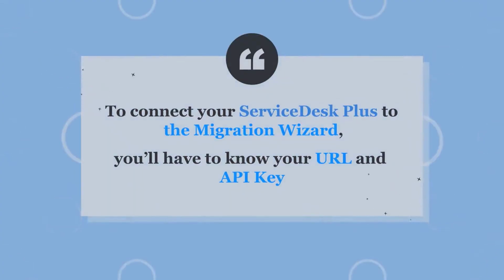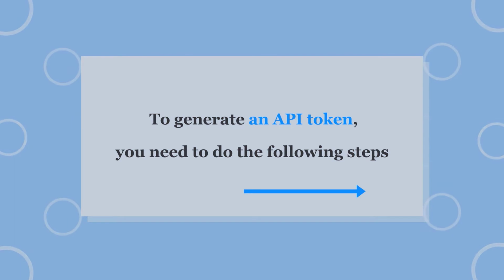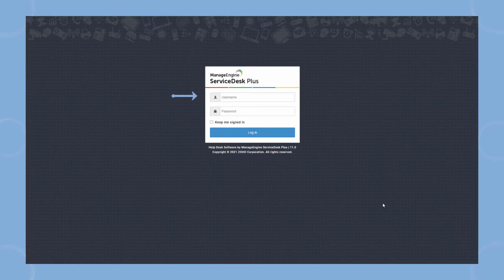In order to connect your ServiceDesk Plus to the Migration Wizard tool, you'll have to know your URL and API key. To generate an API token for your ServiceDesk Plus account, you need to do the following steps. Log into your ServiceDesk Plus account as an admin.